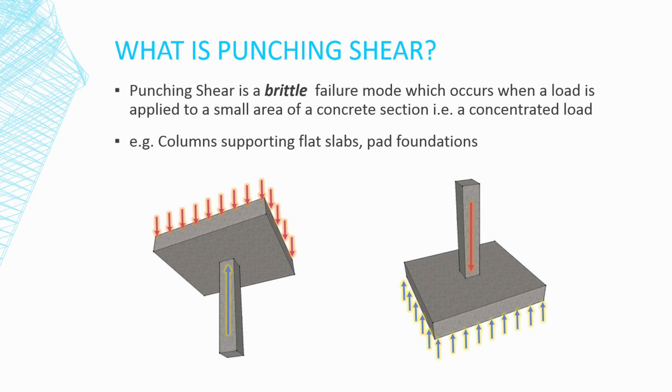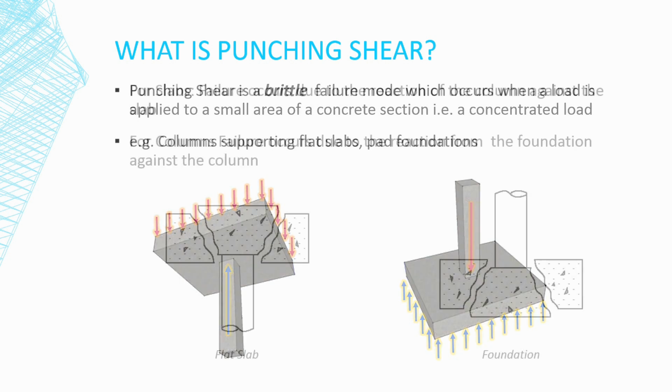In reinforced concrete, the two most common instances where punching shear arises and needs to be addressed in design is in the column to slab connection in a flat slab and in the column to foundation connection in a typical concrete pad foundation. In both these cases, the punching shear arises from the fact that the reaction to the loads is provided over a small surface area, namely the cross-sectional area of the column, which is the contact area between the two elements in question.